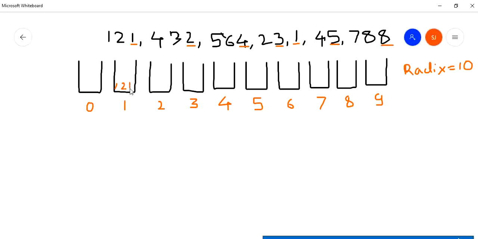Okay, right? Now the next number is 432. It is having a unit digit as 2. Then it goes under bucket 2. Okay, next one is 564. Unit digit is 4, it goes under bucket 4. Okay, next one is 23. 23 is having unit digit as 3, so it goes under bucket 3. It is very easy, it's just observation.